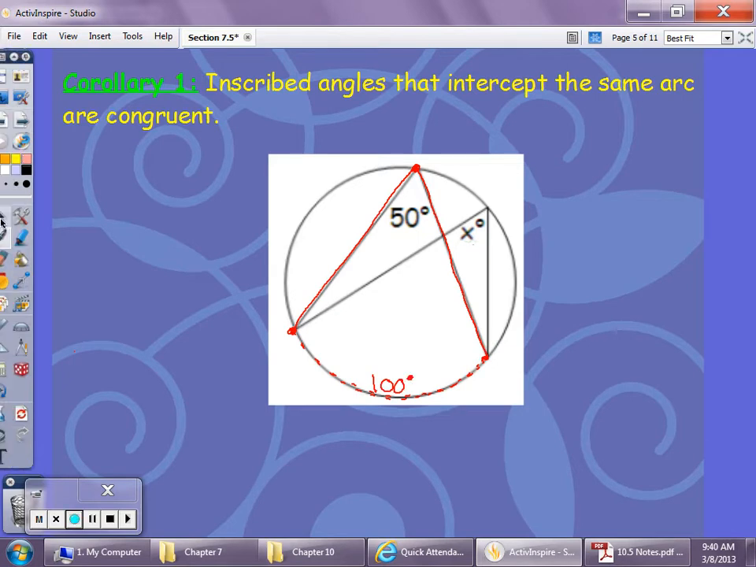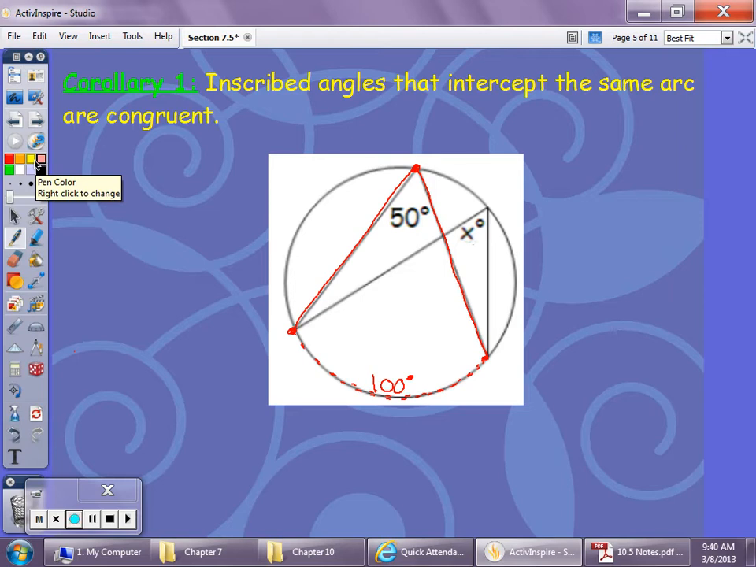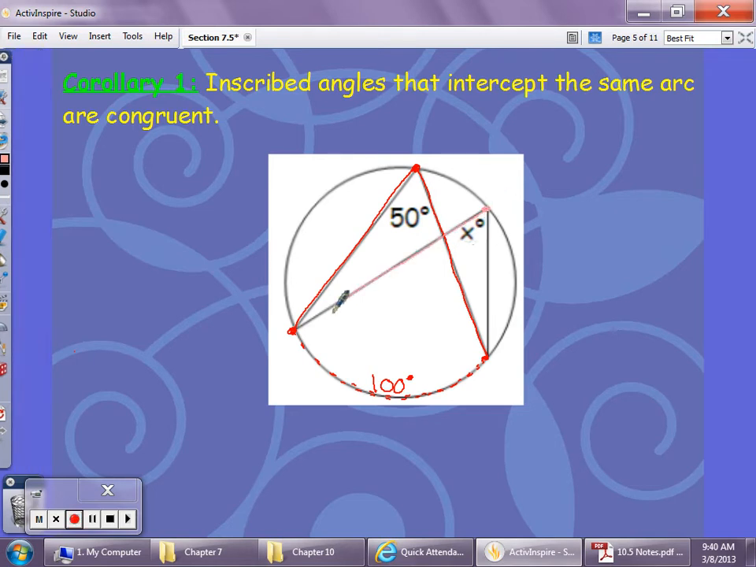If we locate the intercepted arc for angle x degrees, we can see that if we extend the sides out, the endpoints are going to be exactly the same as the other angle. Therefore, it shares the intercepted arc of 100 degrees. So if the intercepted arc is 100 degrees, the inscribed angle is going to be half of that, which means that x is going to equal 100 divided by 2. So x is going to equal 50 degrees.